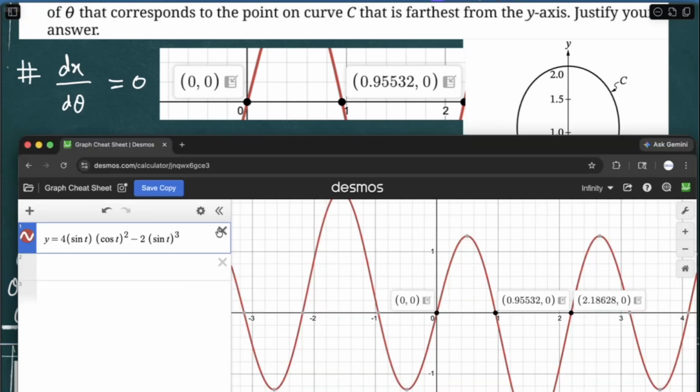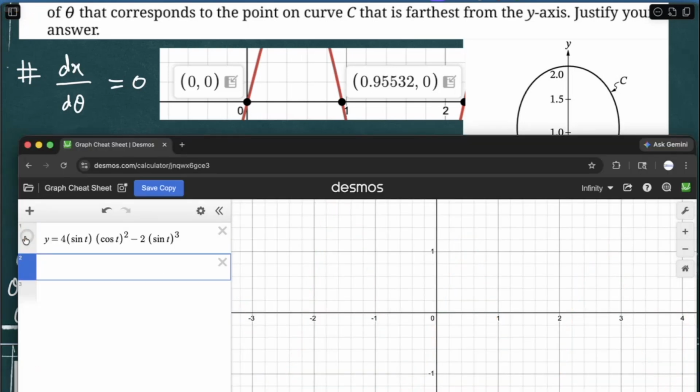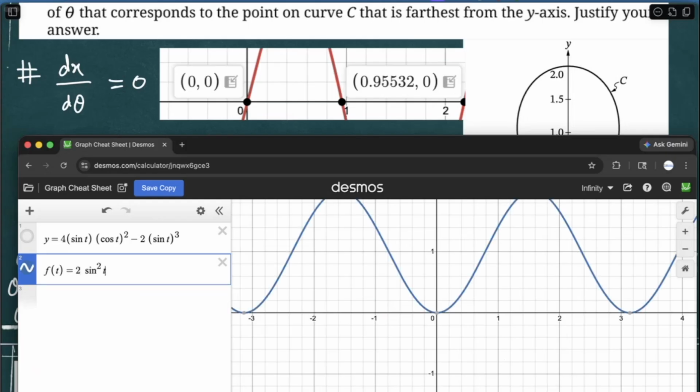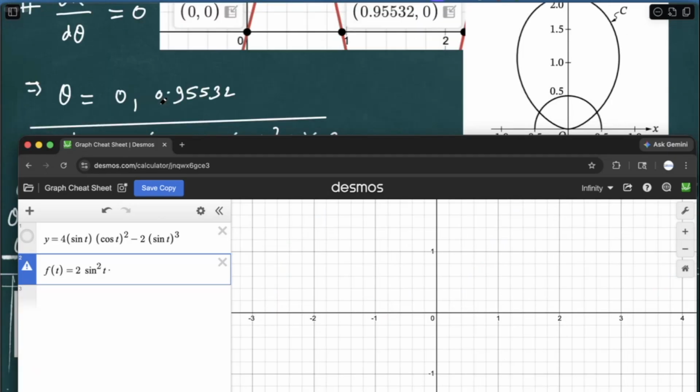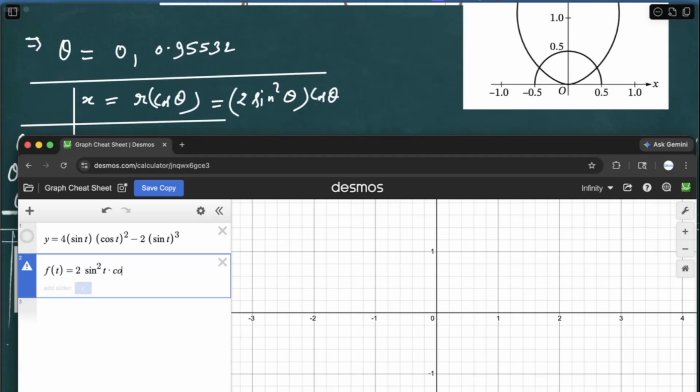Let us just try to get the value. So I will be defining a function like the f of t we defined earlier. It is 2 sine square t multiplied by how much? What was the second function? Cos t. Okay, and is there any issue? Yes, there is an issue in the writing style, I hope.